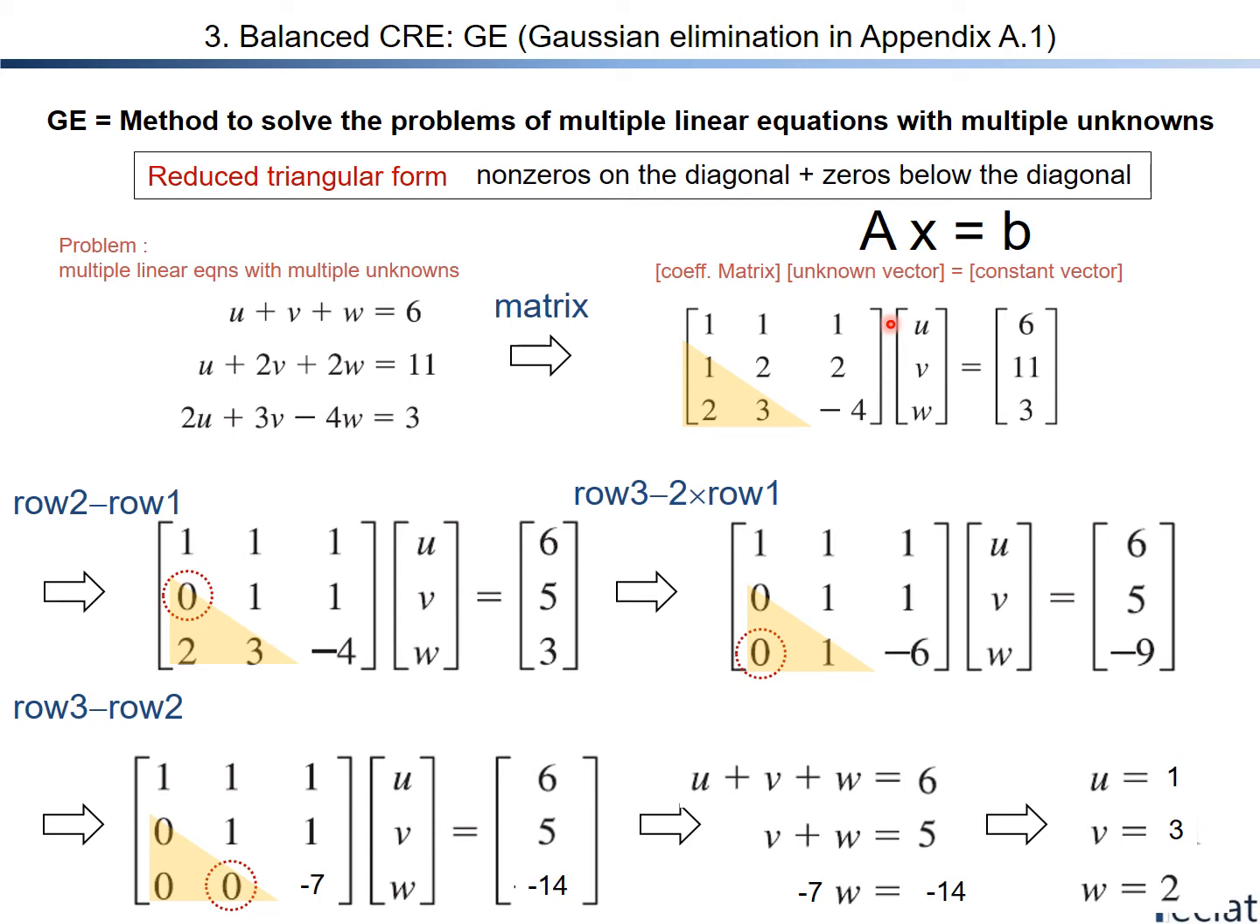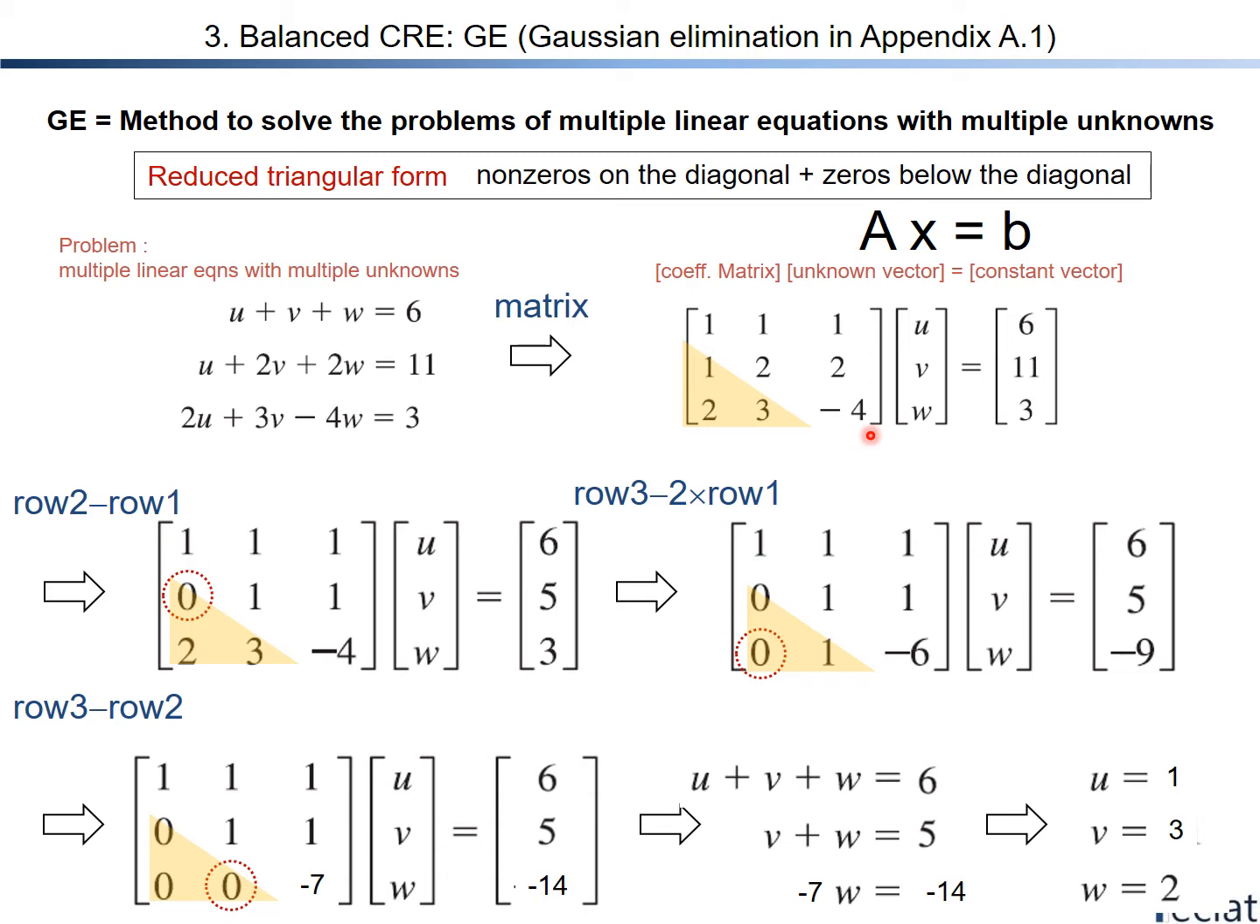Our target is to make this coefficient matrix into a reduced triangular form. The reduced triangular form has non-zeros on the diagonal plus zeros below the diagonal. I mean, 1 should be 0, 2 should be 0, and 3 should be 0 in this section. So how can we convert this coefficient matrix into the reduced triangular form? Let me operate something.